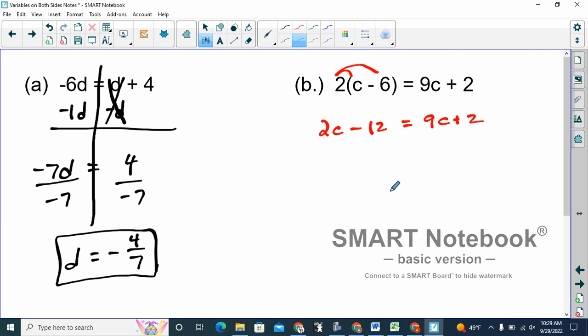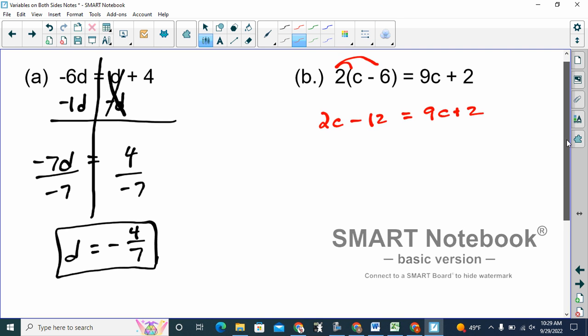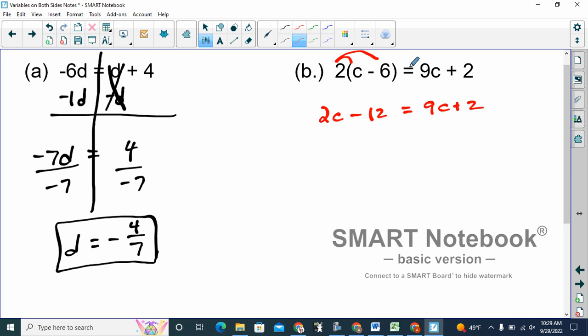Step 2 says to combine any like terms. Again, to combine the like terms, they must be on the same side of the equal sign. My equal sign's right here. There are no like terms I can combine here. There are also no like terms I can combine here. Because there are no like terms to combine, we can move on to the next step.